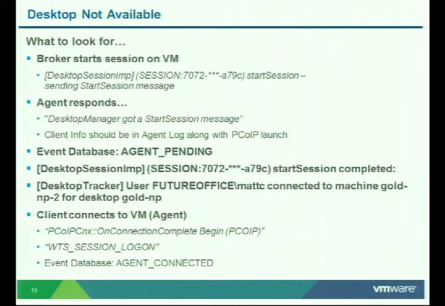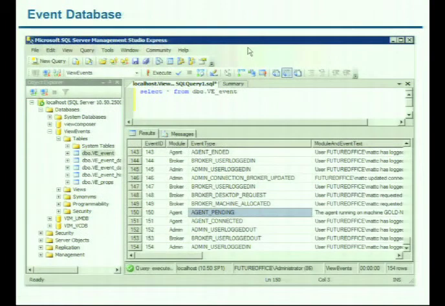And then the client connects to the VM. So PC over IP is fired up, the client will then connect, and I then get this acknowledgement that the PC over IP session has started. Okay, you get this PC over IP on connection complete begin. And then you get this Windows Terminal Server session logon. You'll get that regardless if it's RDP or PC over IP, okay? And then finally, once the user's logged in and the agent confirms that with the connection server, we log this event called agent connected, okay? If you don't get that, after 15 minutes you're going to get cut off and you'll see the agent pending expired.